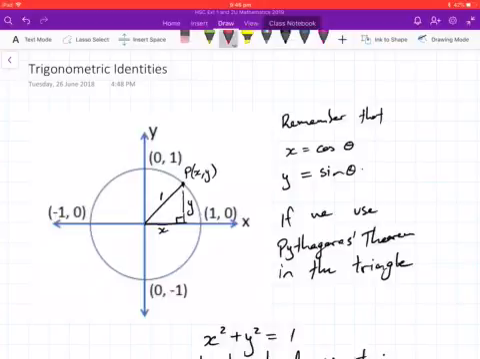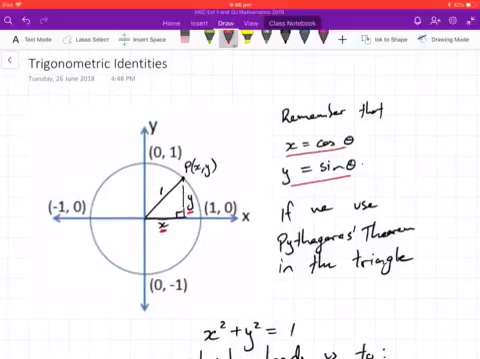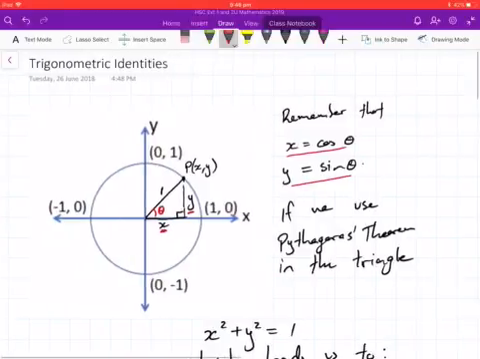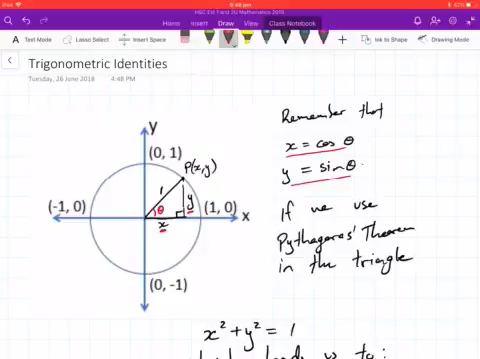So if we go back to a few lessons ago, remember this unit circle that we had with x and y, and we found out that x is equal to cos theta and y is equal to sine theta. That's just basically doing the fact that if the angle inside the triangle is theta, adjacent over hypotenuse is x, which is cos, and opposite over hypotenuse is y, which is sine theta.